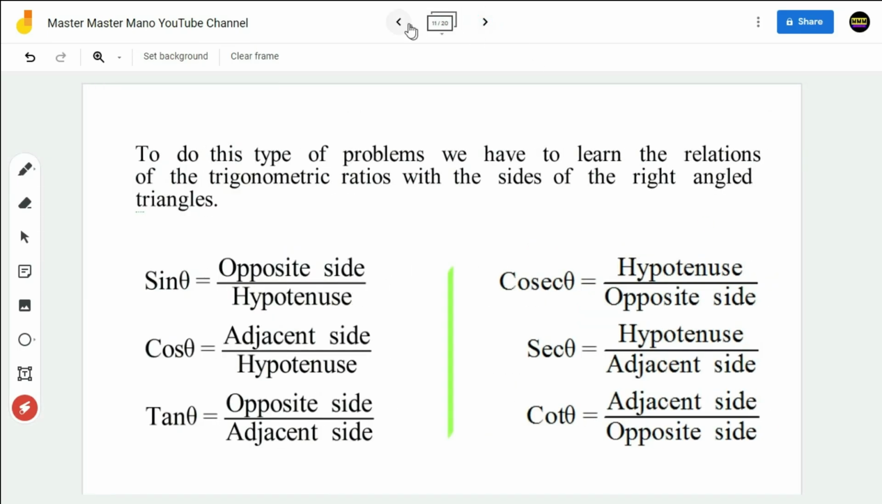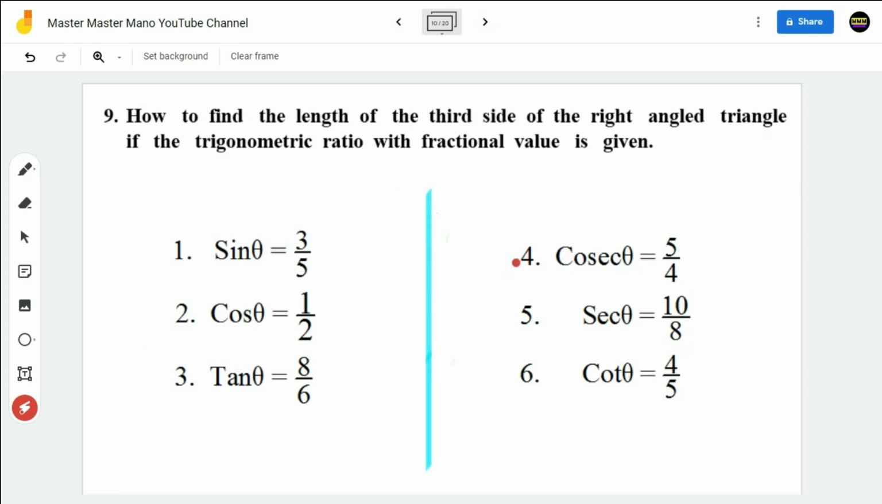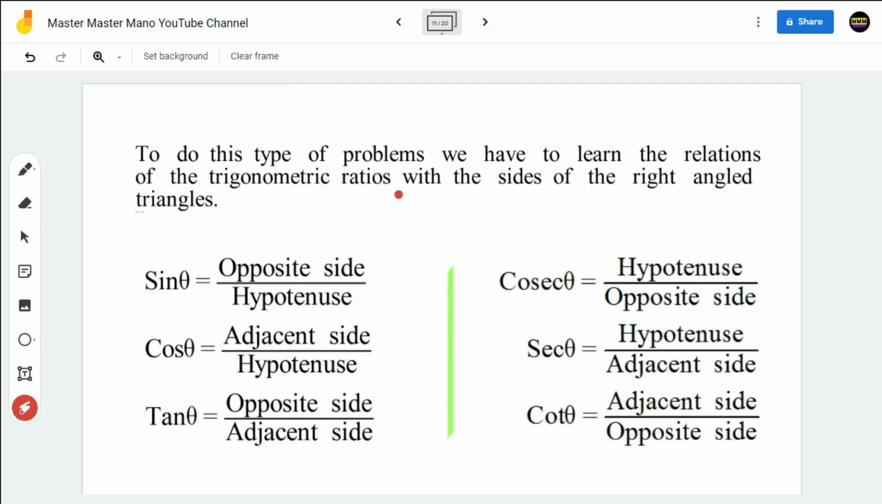Before solving those problems, we have to learn the basic things what we have learned earlier, that is sin theta equal to opposite side by hypotenuse, cos theta equal to adjacent side by hypotenuse, tan theta equal to opposite side by adjacent side, cosecant theta equal to hypotenuse by opposite side, secant theta equal to hypotenuse by adjacent side, cot theta equal to adjacent side by opposite side.